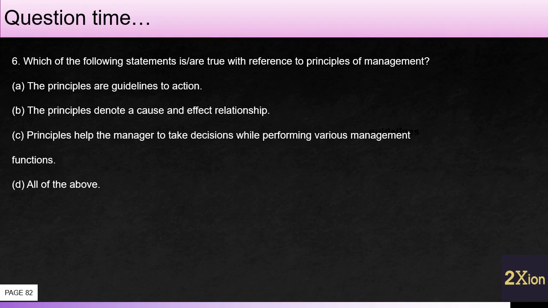Which of the following statements is true with reference to principles of management? The principles are guidelines to action. The principles denote a cause and effect relationship. Principles help the managers to take decisions while performing various management functions. Or all of the above.